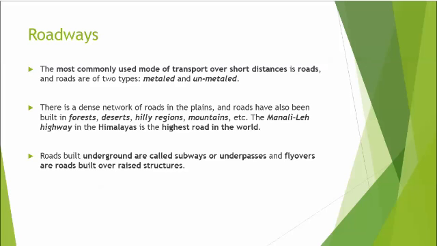one by one. The most commonly used means of transport, especially for short distances, are roads. Now roads are of two types: metalled and unmetalled. Roads have always been built in terrains like deserts, forests and even high mountains. We also have a road underground, in subways and on the path, and we have flyovers which are built over raised structures. So this was all about the roadways.